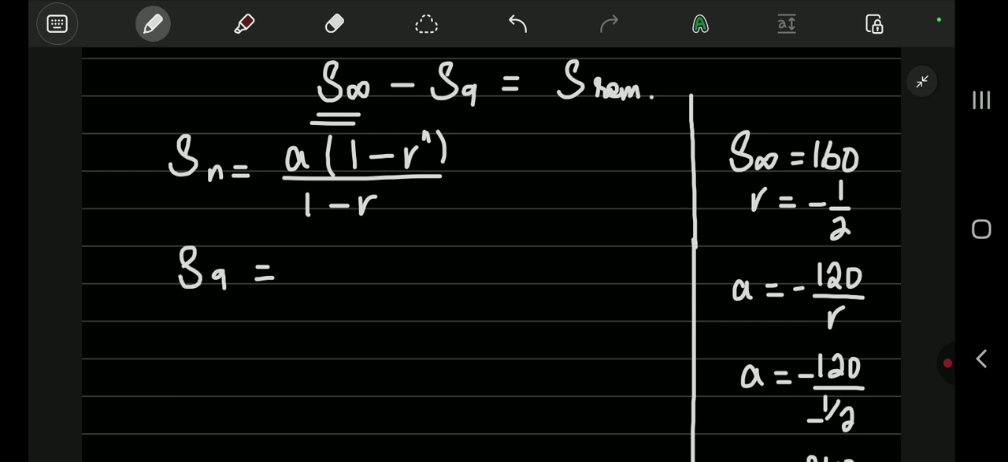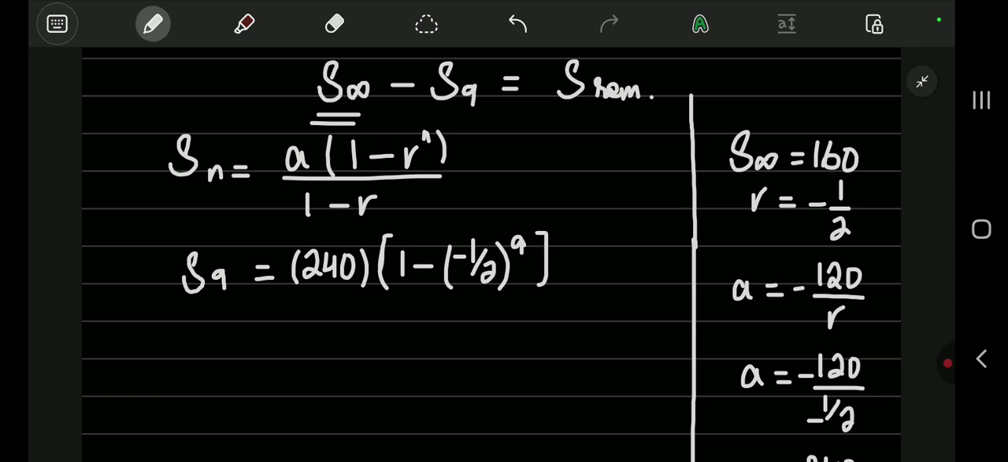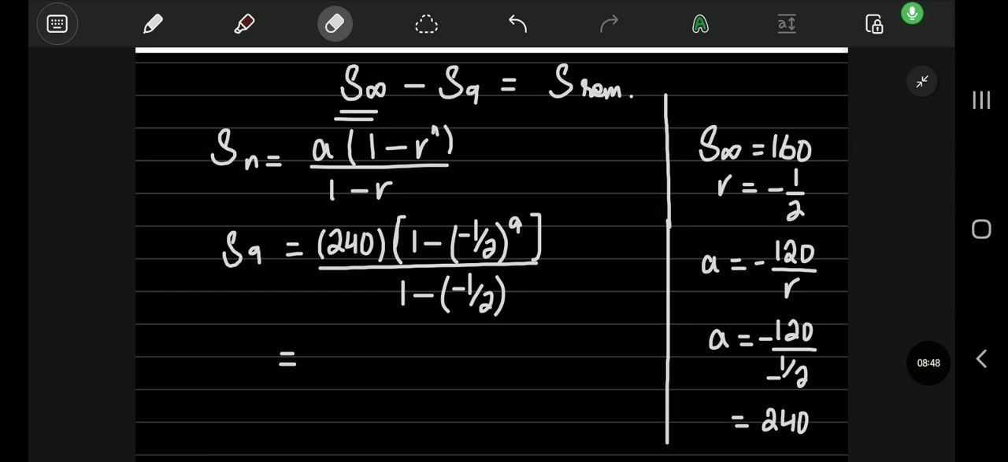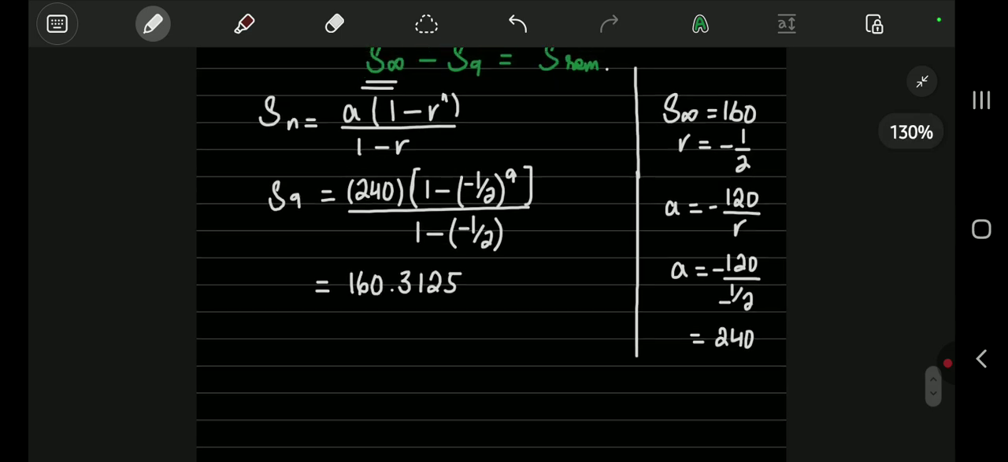Let's substitute all the values. The sum of 9 terms would be 240 times (1 minus (minus 1/2) to the power 9) over (1 minus (minus 1/2)). Directly solving it from the calculator, we will get it to be 160.3125. So this is your sum of 9 terms. Let's put this in the required expression to find the sum of the remaining terms.